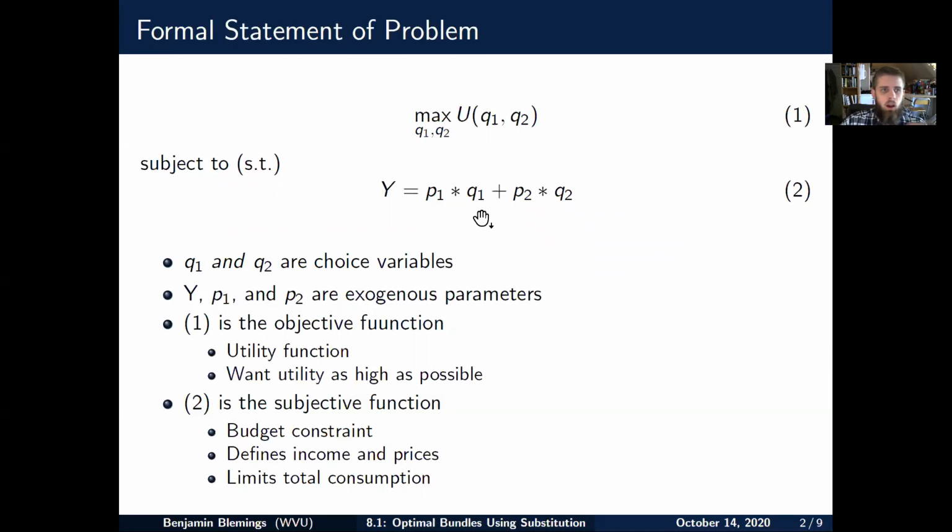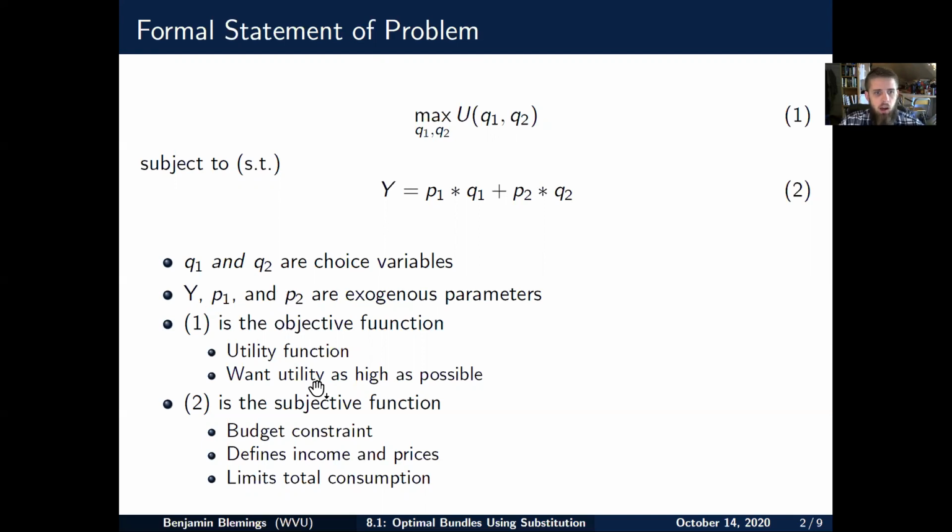All right, and so we're subject to, you'll see me abbreviate it ST, a budget constraint, which is this equation number 2. Our budget constraint is just the amount of income we have, which is Y, and the prices of the two goods, which are P1 and P2, and the amount that we choose to consume, Q1 and Q2. And so we've got two choice variables, and then Y, P1, and P2 are exogenous parameters, ones that it doesn't matter what we do, those are just going to be set.